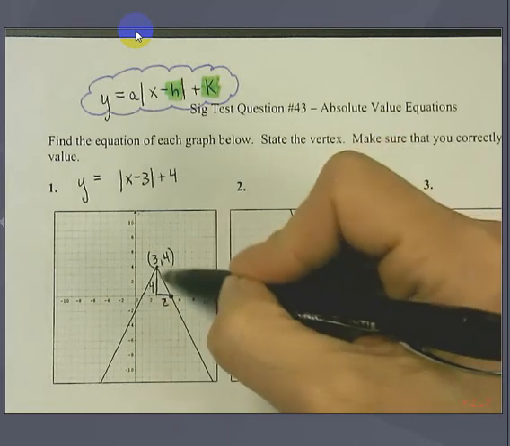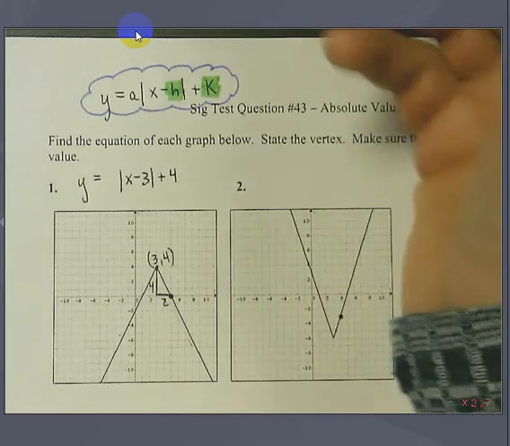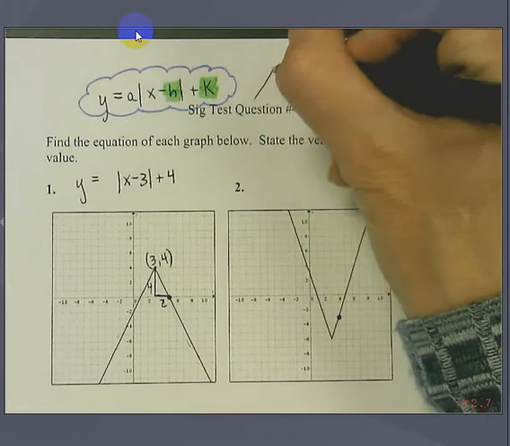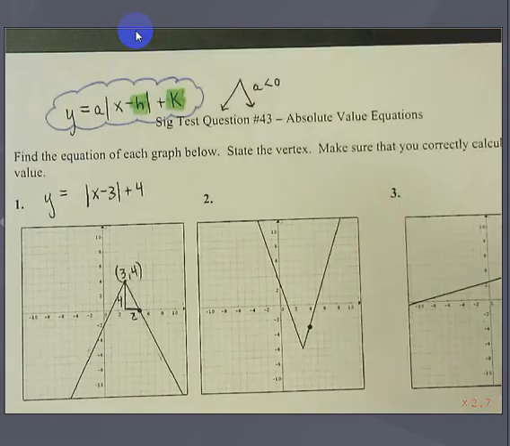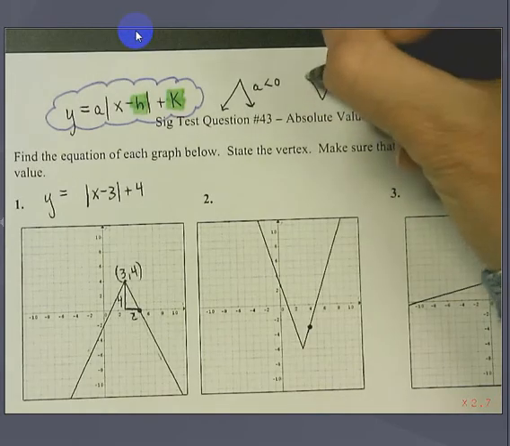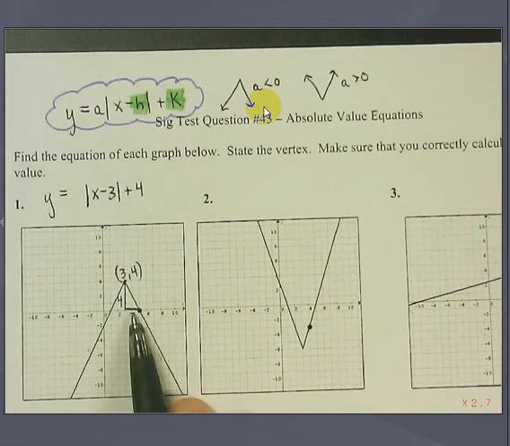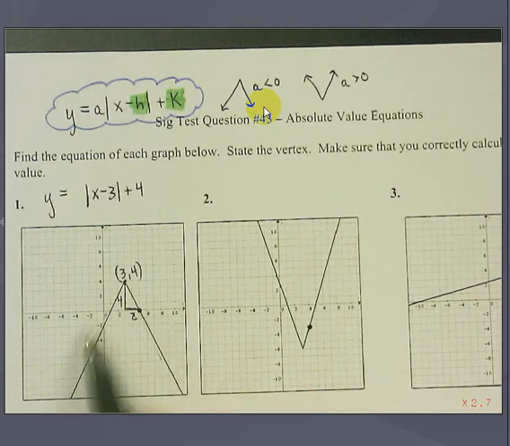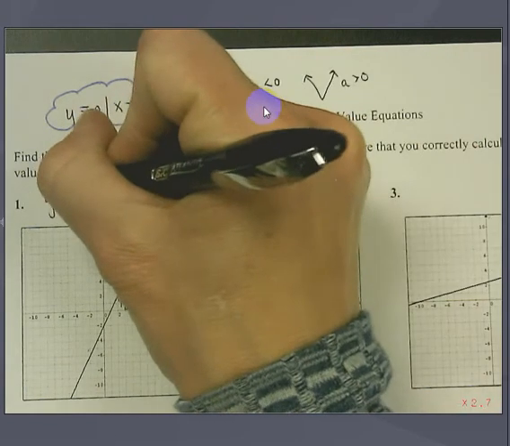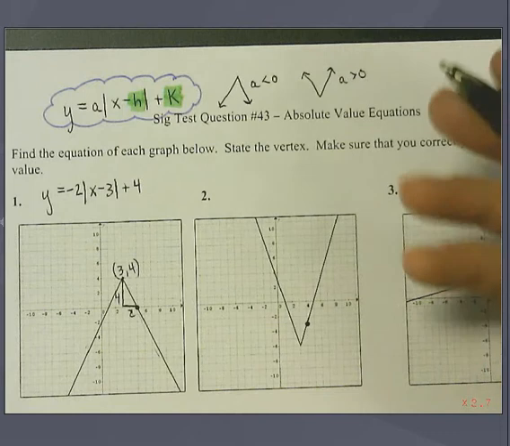Now notice I get a negative 2 slope and a positive 2 slope here. Well, if the absolute value is upside down, a is always going to be negative. If the absolute value is facing up, a is always going to be positive. So we actually have a negative 2 and a positive 2, but it's upside down, so we put for a, negative 2. It's that easy. Little less work than the parabolas.